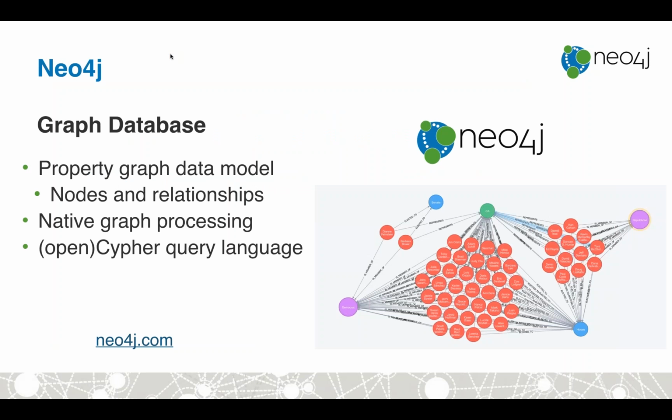So let's take a step back here and see what we've talked about. The main components of Neo4j and graph databases are the property graph data model, made up of nodes and relationships. We talked about this concept of native graph processing. That's being able to traverse the graph very, very efficiently using index-free adjacency. And we talked a bit about Cypher and the open Cypher query language.